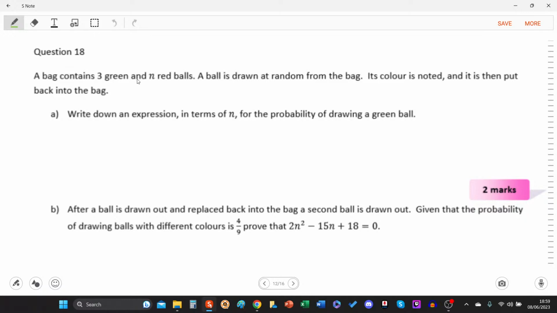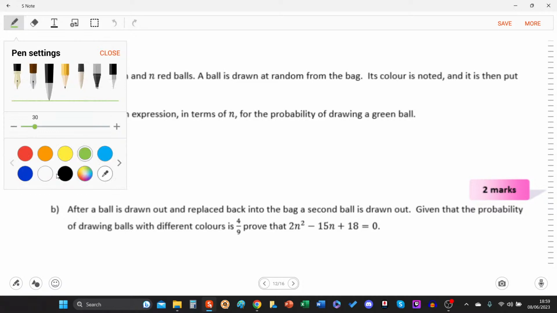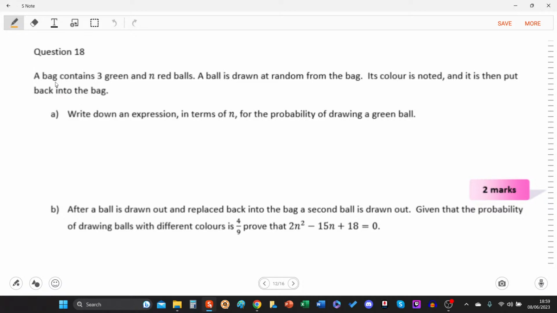A bag contains 3 green and n red balls. Okay, it's time for a change of pen color in honor of this question. So a bag contains 3 green and n red balls. A ball is drawn at random from the bag. Its color is noted, and then it's put back into the bag. As we're all screaming at the screen here, this means that it is not conditional probability. Write down an expression in terms of n for the probability of drawing a green ball.